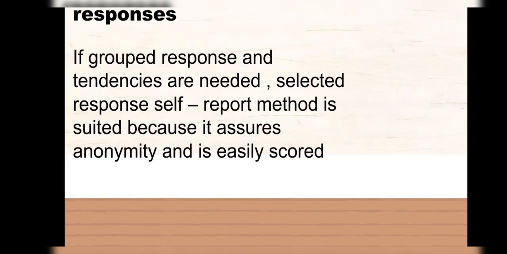Let's proceed to whether the information needed is from group or individual responses. If group responses and tendencies are needed, the selected response self-report method is suited because it assures anonymity and is easily scored. An example of self-report is multiple choice, like a skill questionnaire. Why is the selected response method used? It is because of anonymity.